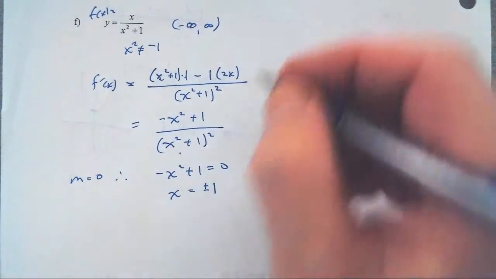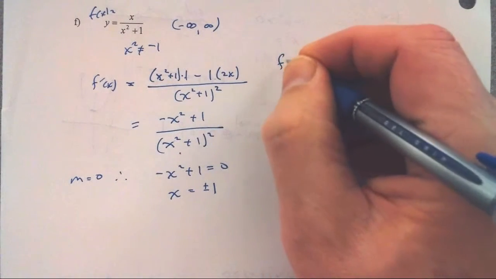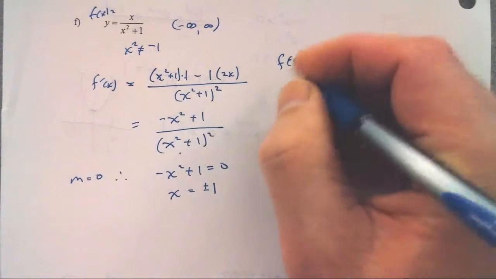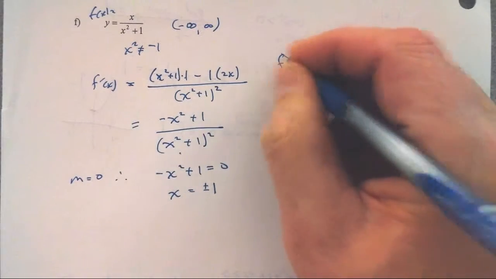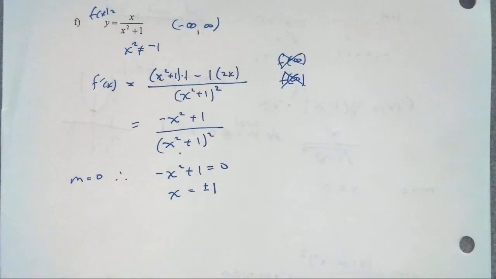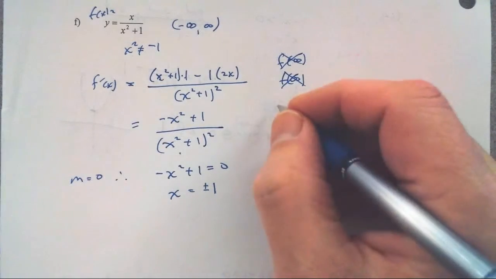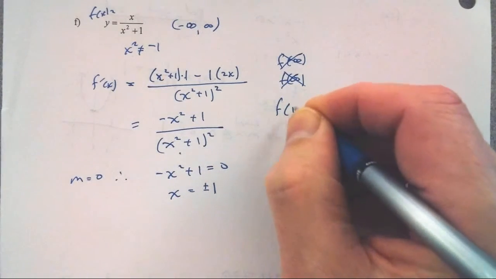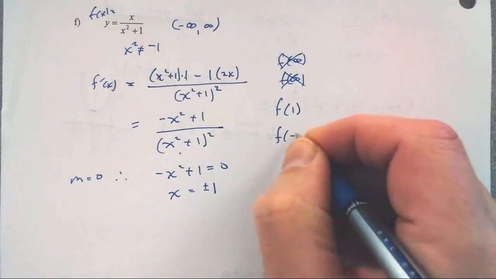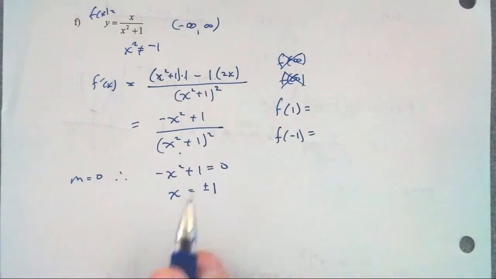So normally here, I would be finding f of the endpoints, f of negative infinity, f of infinity, but I can't find those. We never get to infinity. It's just a concept. It's not a number. Then I'm going to try f of 1 and f of negative 1 and see those values. That's where the slope levels off.